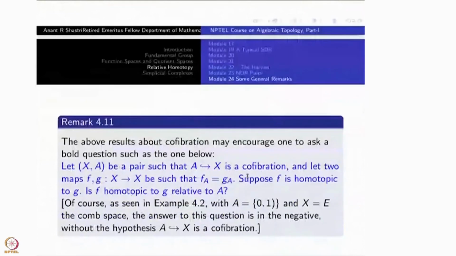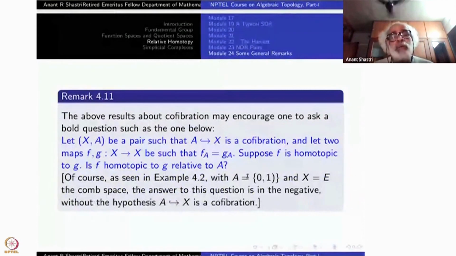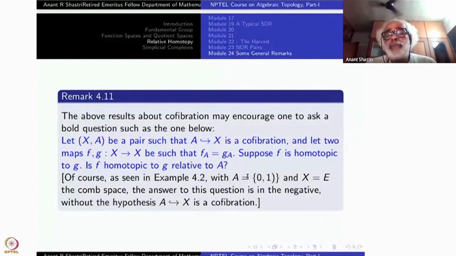So I come to a slightly deeper question now. The above result about cofibration was essential here, by the way. An adjunction space performed on a subspace whose inclusion map is a cofibration allows you to do all this. Remember that. So the above result may encourage one to ask the following bold question. Suppose we have a topological pair (X, A) where A inside X is a cofibration.